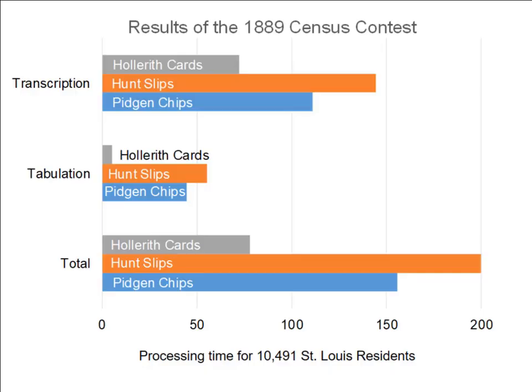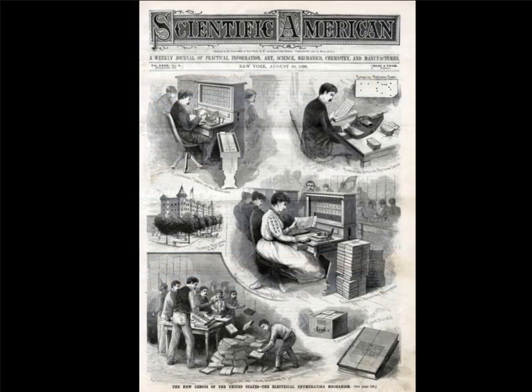So here's the results of the 1889 census contest. In the transcription phase, making the cards, or the slips, or the chips, Hollerith had a little bit of an advantage, but it wasn't overwhelming. It was in the tabulation phase where Hollerith was far, far better than the competition. And so overall, he managed to tabulate the test case of 10,491 residents in St. Louis in less than half the time as the other two. So this made a big splash.